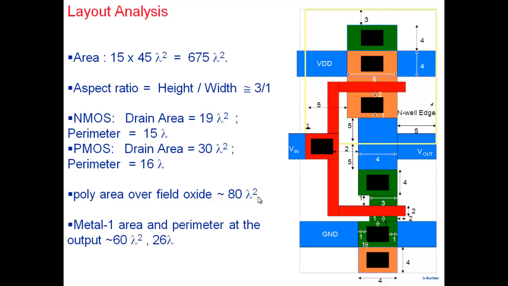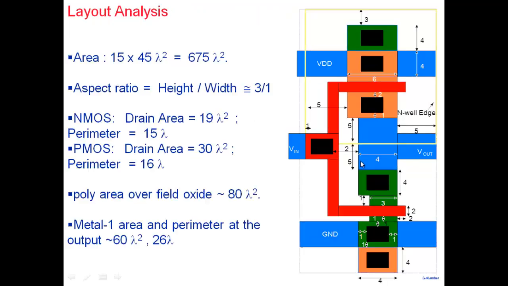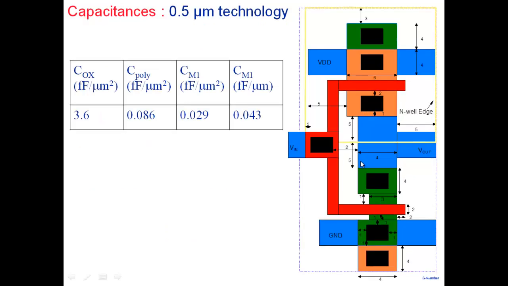The metal one area and perimeter at the output. This is a metal one that you see here. The area of this metal one, this part here, is 60 lambda square. The perimeter, all this perimeter that you see here, all this perimeter and all that is about 26 lambda. Why do I need all this? Okay, so you calculate the areas and the perimeters and all that. These are the capacitances, for example, for 0.5 micron technology. What are these capacitances? Let's understand them for a moment.